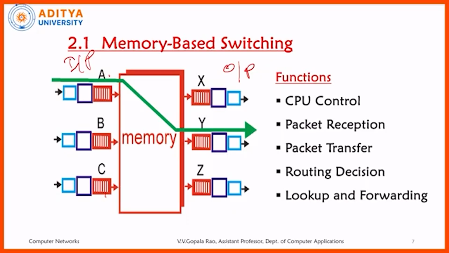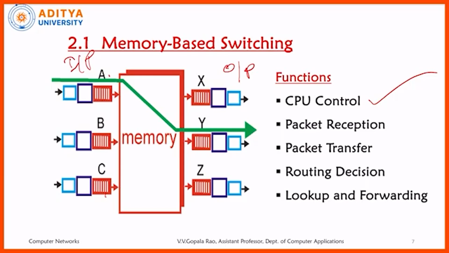And what is memory based switching mainly focusing on? Here the overall establishment of the temporary connection is purely based on CPU control. The CPU plays a very important role in providing the temporary connection from the input port to the output port through the router. That is why the CPU control is responsible for establishing a temporary connection, based on some logic.